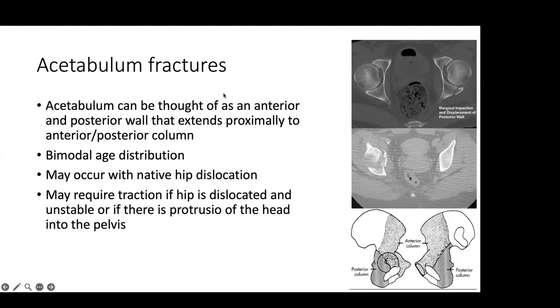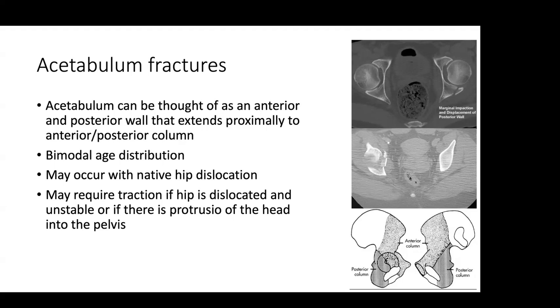Acetabulum fractures. So acetabulum fractures are technically part of pelvic fractures, but what you need to know about them is it's a fracture of the hip socket. They're bimodal in age distribution, which basically means that it happens to really young people in high energy situations, and it happens to older people in low energy situations. They tend to happen when there's some type of force applied across the joint, which makes sense. They have an association with hip dislocations.